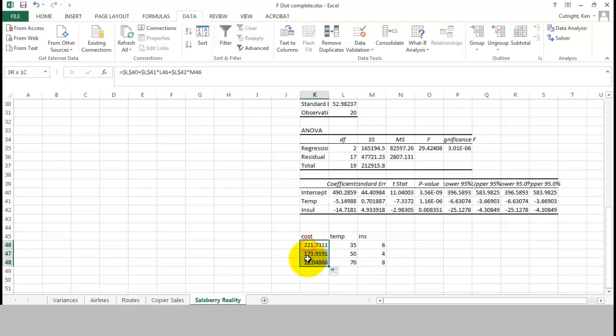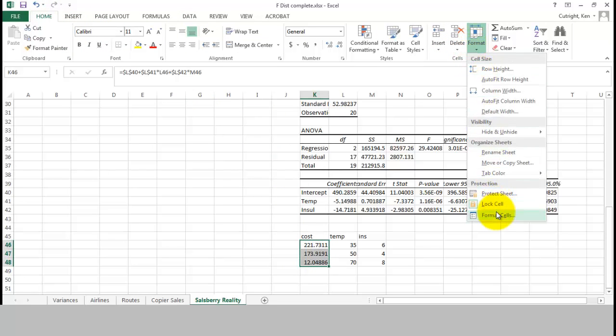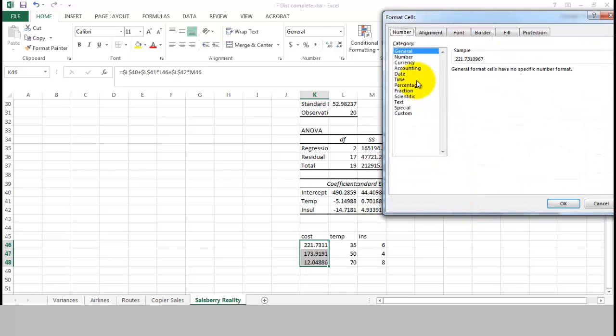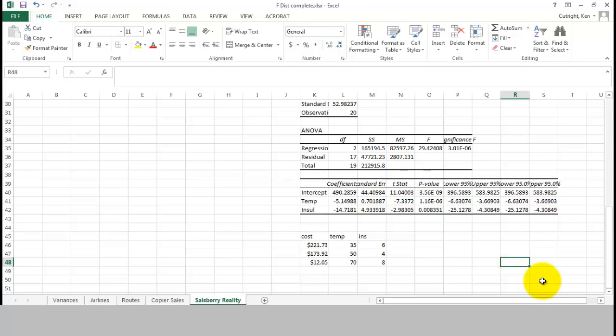You might want to clean this up a little bit by going to format. You might want to format this as currency to 2 decimal places, just to make it look a little bit cleaner. But there we have our estimated cost. That concludes our discussion on multiple regression.